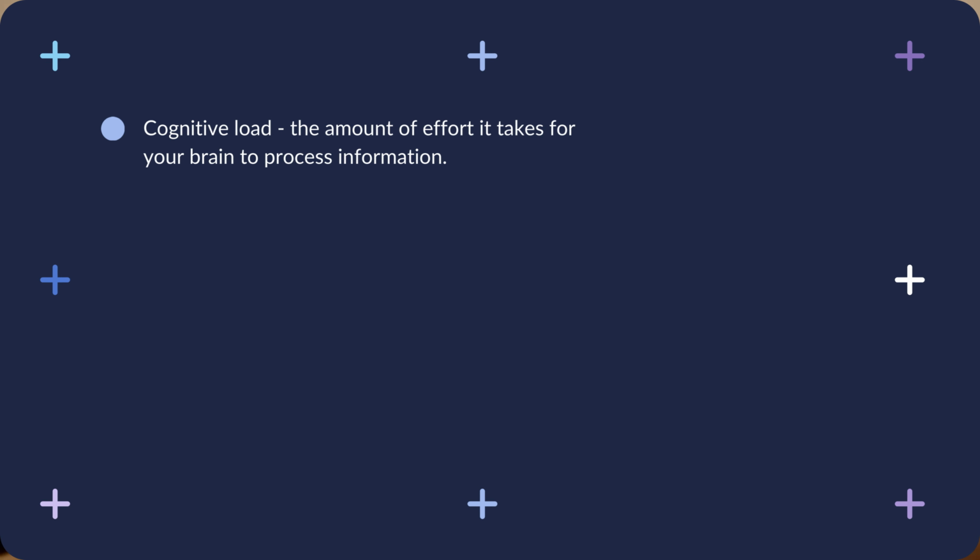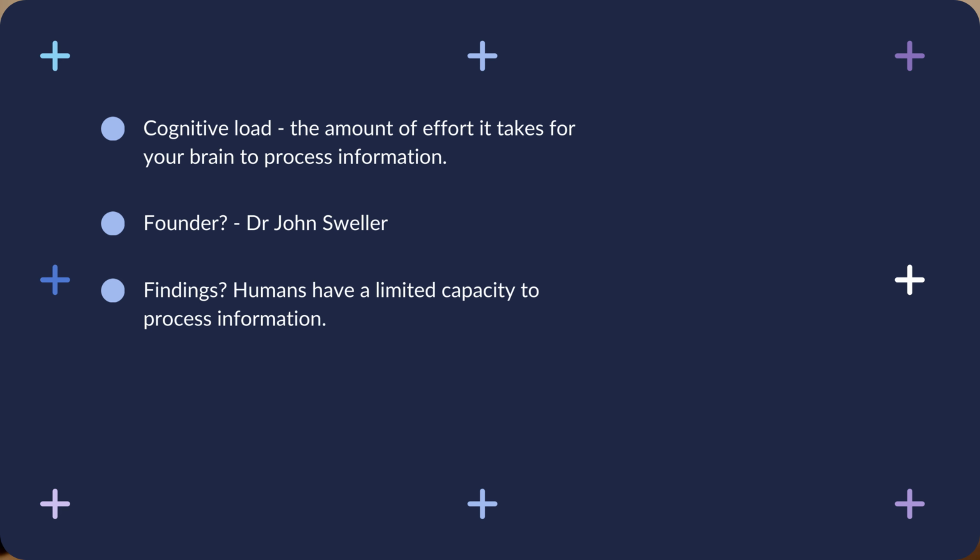So number 1, we looked at what is cognitive load. Cognitive load is the amount of effort given or needed to process information. Who came up with it? Dr. John Sweller. What did he say? He said that we have a limited capacity to process information. Too much will then lead to lost learning.